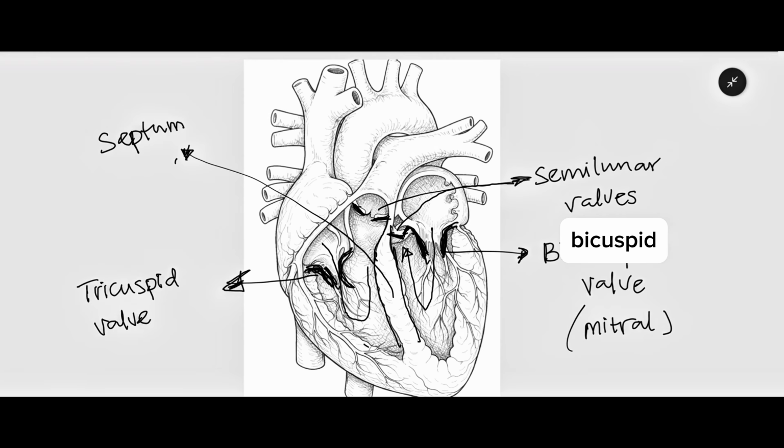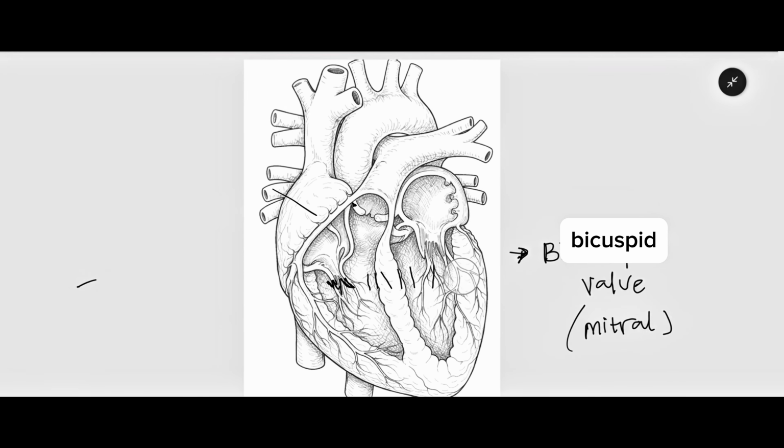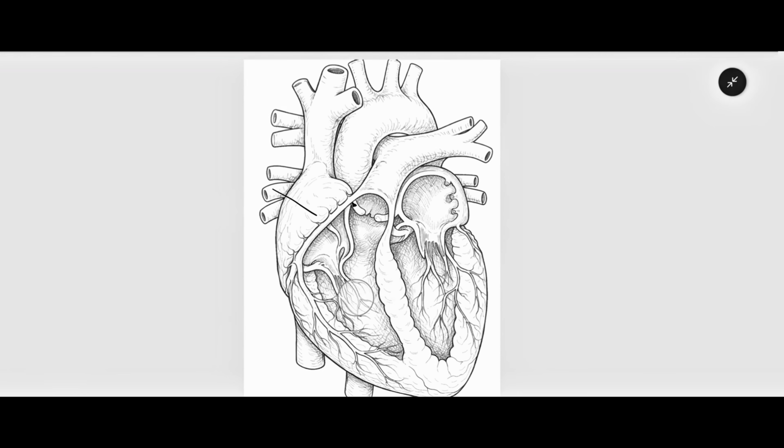Now let's look at the sinoatrial node. The sinoatrial node is basically the heart's natural pacemaker. So the sinoatrial node initiates the electrical impulse for each heartbeat. And the sinoatrial node is found inside the right atrium, somewhere here. That's the sinoatrial node, or the SA node.